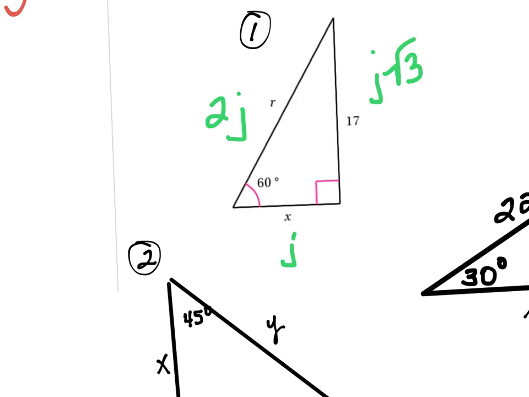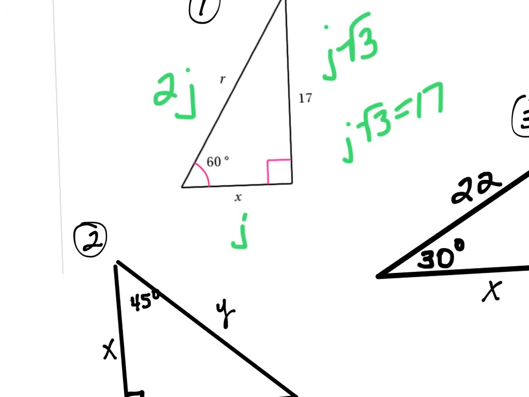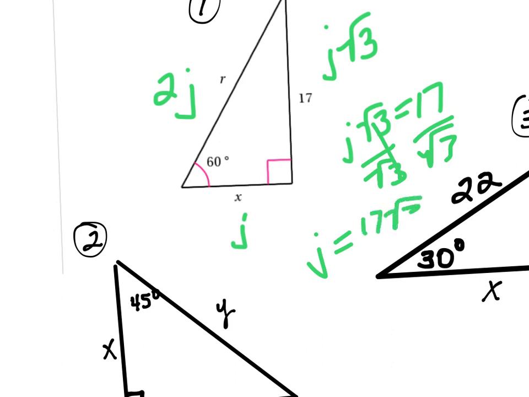But look at the information that they gave you. Where is the only side that has a number? Not the hypotenuse. J what? Root 3. You guys see how it says 17? So you can set up a little equation here that says J root 3 equals 17. Well, how do I simplify this? How do I get J all by itself? Divide by root 3. So I have J equals, can I keep root 3 on the bottom? So it's 17 root 3 over 3. You guys see what I did there?